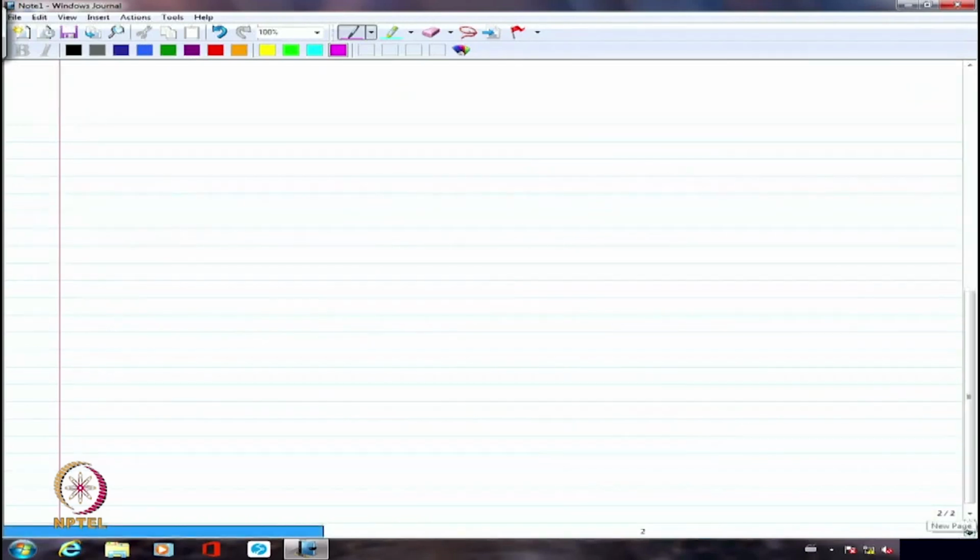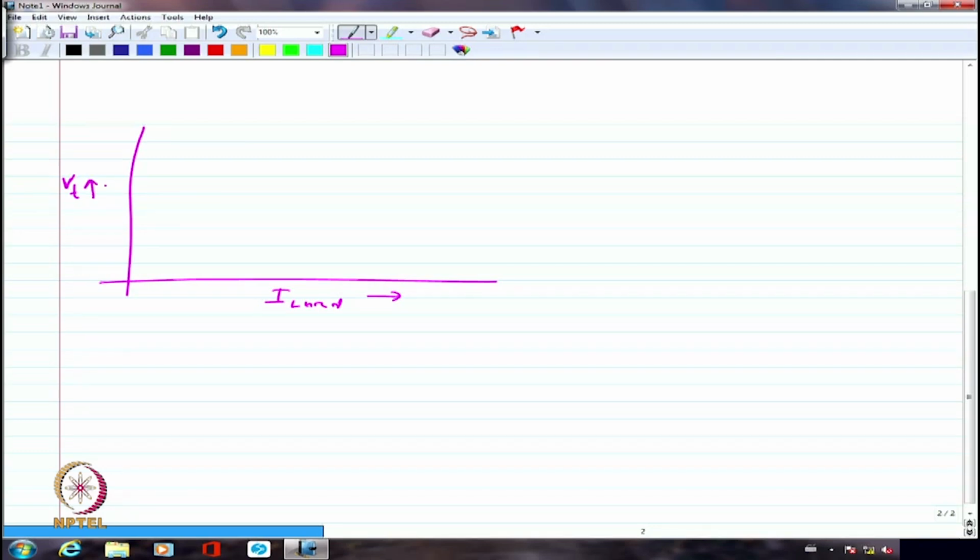I'll again recall the characteristics we drew for the compound generator. We said we are again looking at the load current or armature current, either way is fine, and I am looking at VT, the terminal voltage.